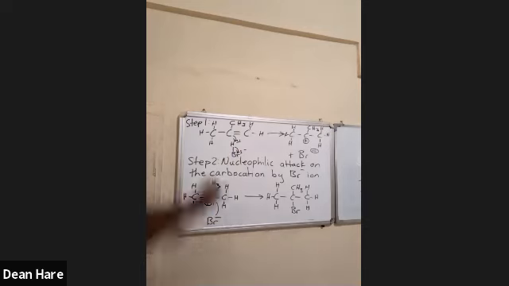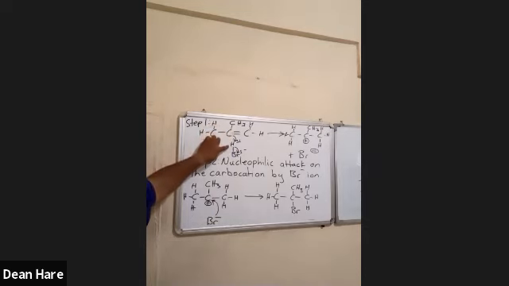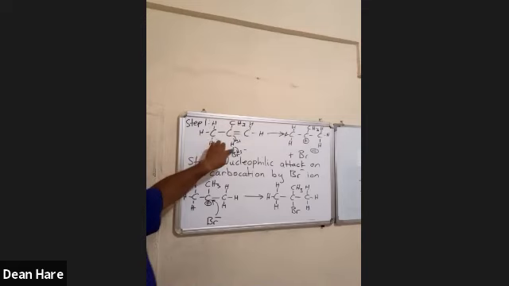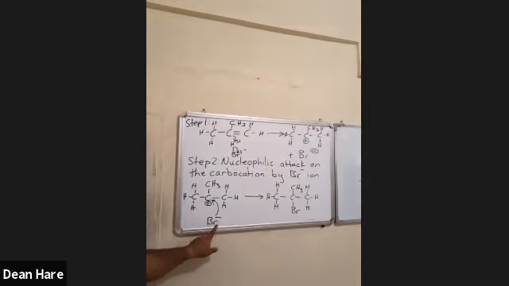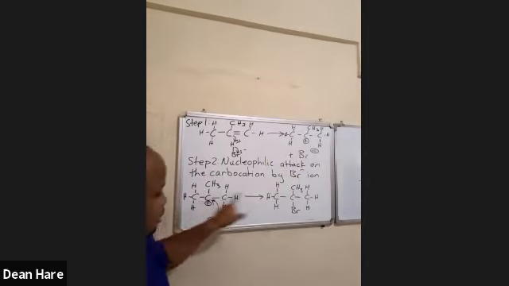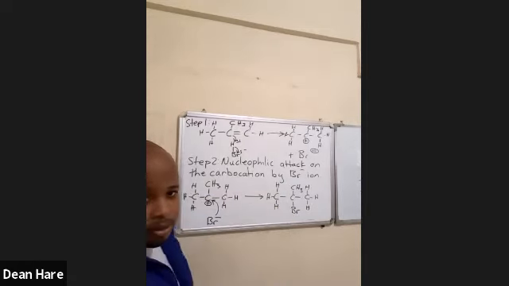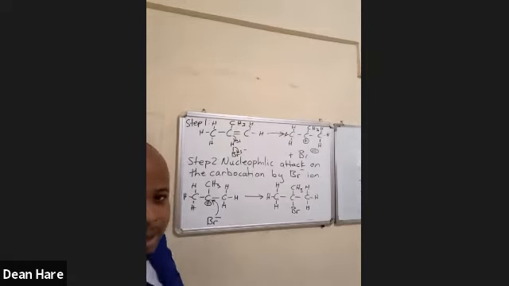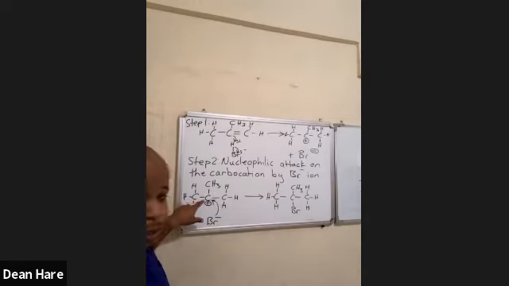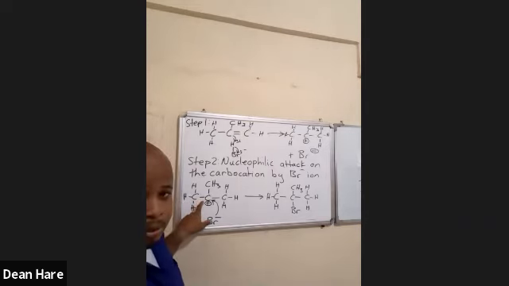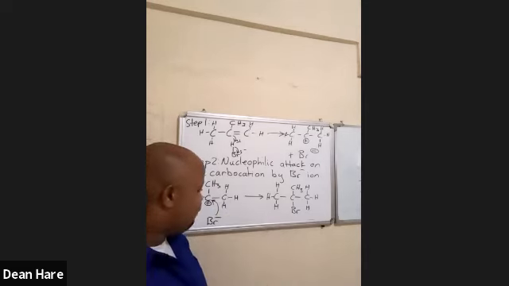All right, so in step 1, the double bond attacks the H of the HBr, and we get the carbocation plus the bromide ion. And then the bromide ion attacks the carbocation. Remember, when we say nucleophilic attack, we mean that the bromide ion is donating a pair of electrons to the carbon atom. So a dative covalent bond is being formed between the carbon and the Br.